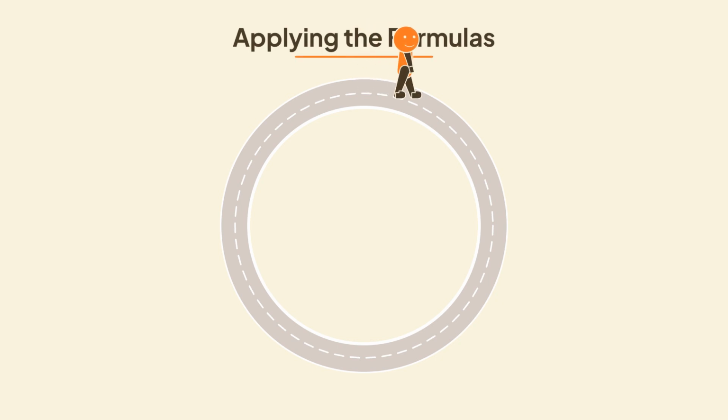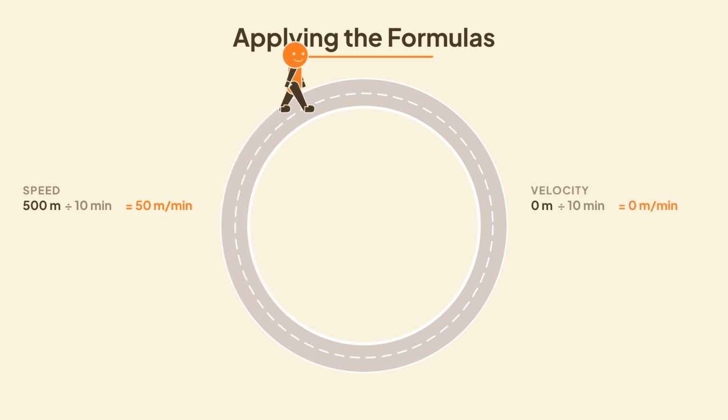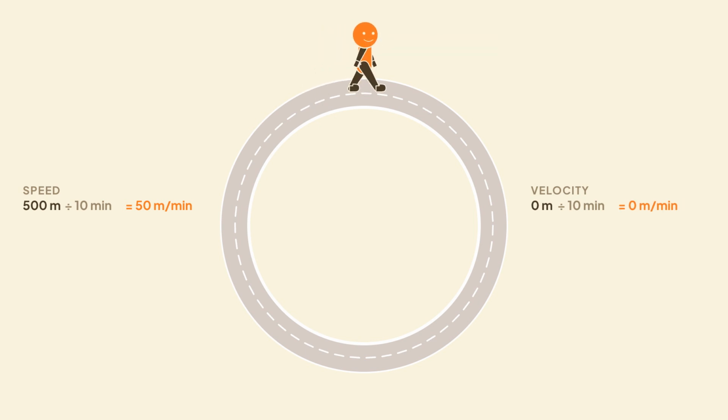Let's apply these formulas to our park example. If the loop was 500 meters and the walk took 10 minutes, then the speed was 50 meters per minute. But the displacement was 0 meters, so the velocity was also 0 no matter how long you spent walking.